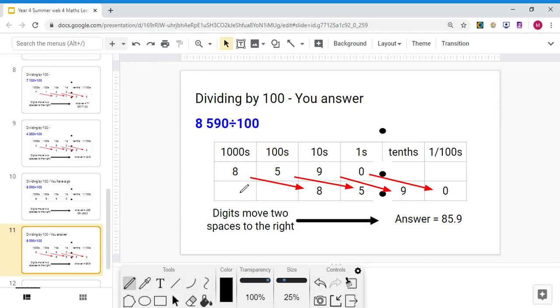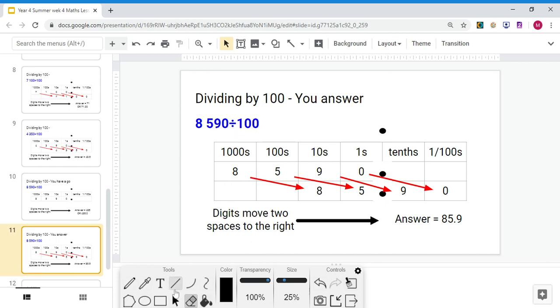Well done. Here we can see 8,590. You can see the 8 has moved across as well. The 5 has moved two spaces across, and so has the 9. Therefore your answer is 85.9.